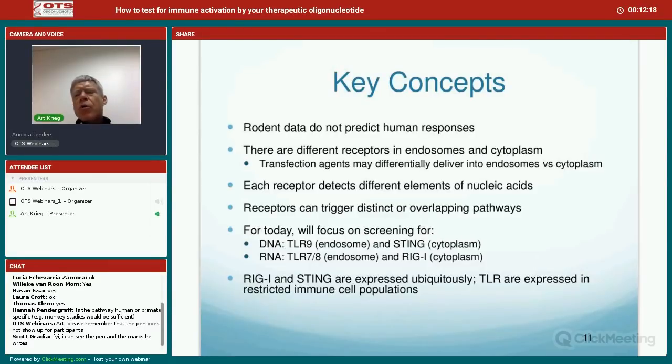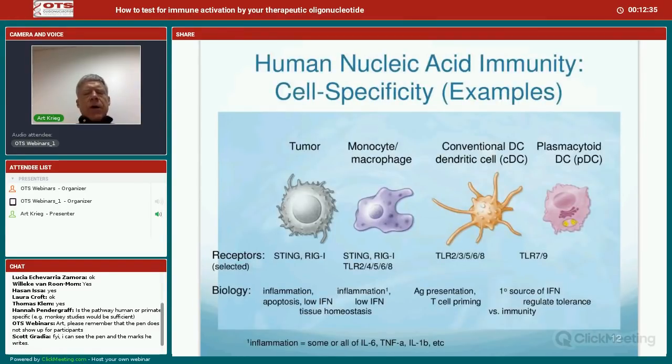Now, one other difference I'd like to mention among these pathways is that RIG-I and STING are expressed more or less ubiquitously. Pretty much all cell types will express them, and they can be activated by nucleic acids in those cells. Whereas the TLRs are expressed in restricted immune cell populations. And I make that point on this slide here, showing the cell specificity of some of the nucleic acid receptors.